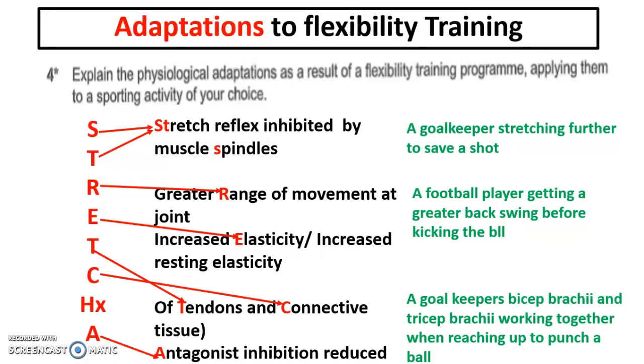You could be using things such as the rectus femoris or bicep femoris working together for a netballer jumping up off the floor as a result of flexibility training. Things like this, just making sure you have an idea that they can work together as a result of it, as an extra adaptation.